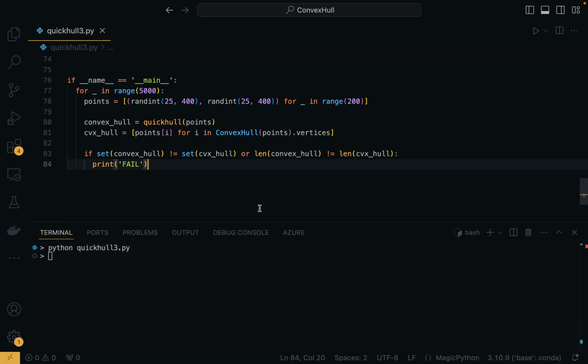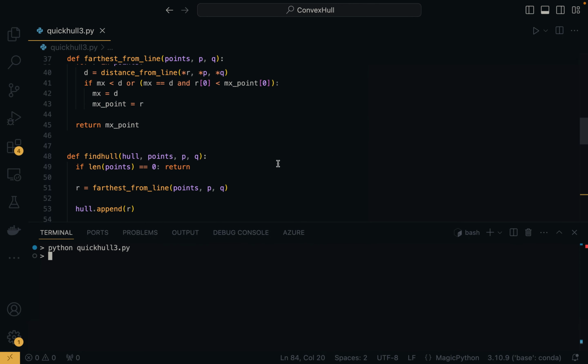Let me make sure I set that up correctly. 5,000 times, and we're getting random points. Okay, everything looks good. So fingers crossed. It may take a while while it runs, so bear with me. Fingers crossed that it never says fail. Let's run it. No error so far, so that's good. I'm pleased so far. Still running. Maybe 5,000 was too much. Okay, looks like it's done. So, high five, everybody. Looks like our implementation is just as good as scipy's.